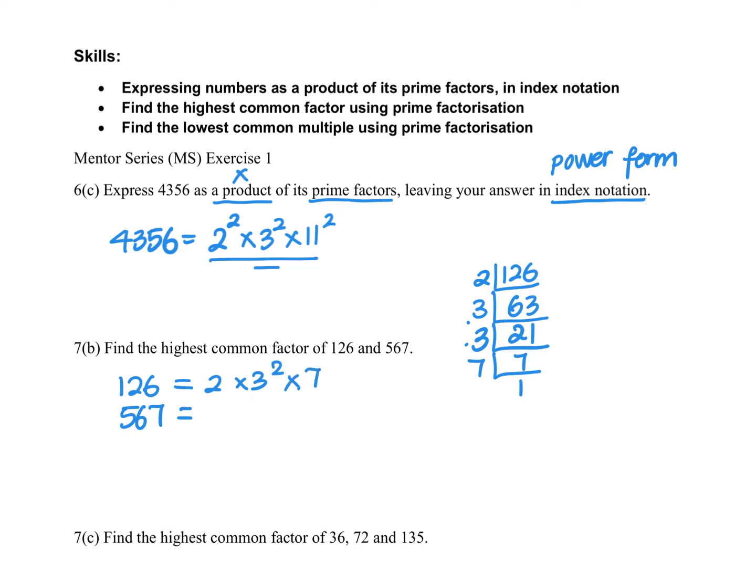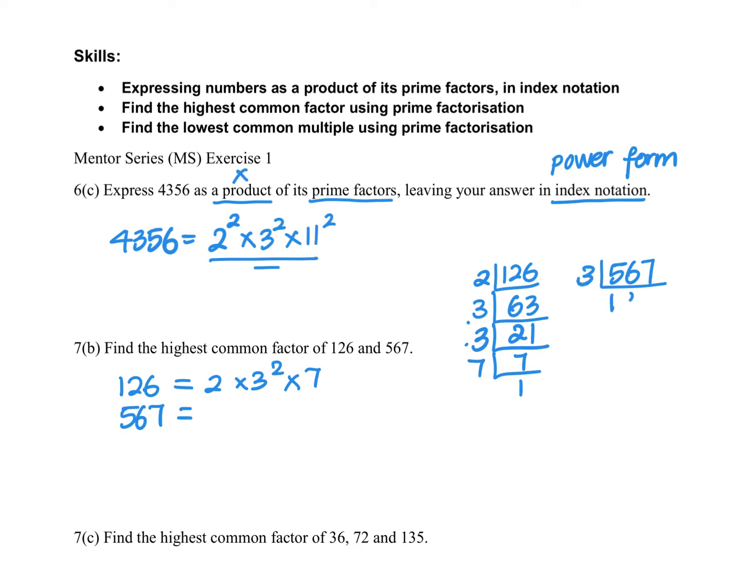Next, let us work out 567. I need to divide it by the lowest prime factor. 567 is an odd number, definitely not divisible by 2. So let's try dividing by 3. Oh, it works.